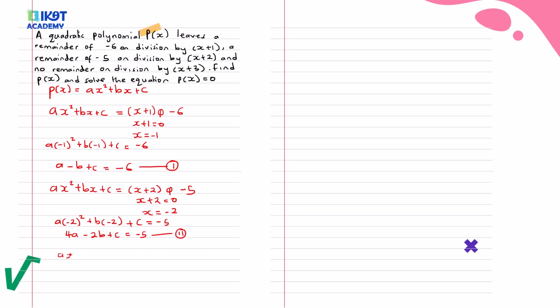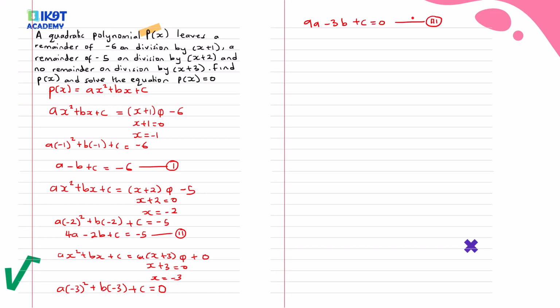Then I bring back ax squared plus bx plus c. Now here they say there is no remainder on division by x plus 3, so the remainder is 0. So x plus 3 is 0, x equals negative 3. Here I have a times negative 3 squared plus b times negative 3 plus c equals 0. So what will I have? I have 9a minus 3b plus c equals 0. I call this equation 3.